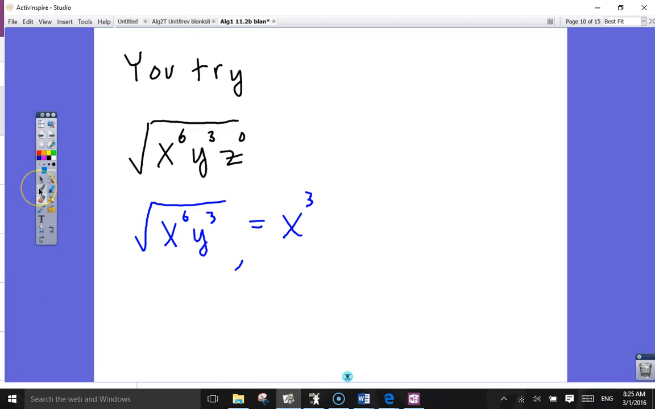Not correct. Because remember, this is going to be the square root of y squared times y, right? And the square root of y squared is just y. And then what's left is y. Just like that. Okay.